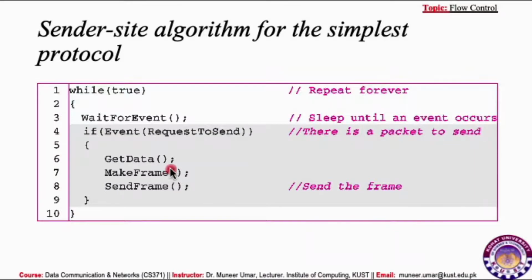Simply understand that get data takes a data packet from the network layer, make frame adds a header and delimiter flag to the data packet to make a frame, and send frame delivers the frame to the physical layer for transmission.